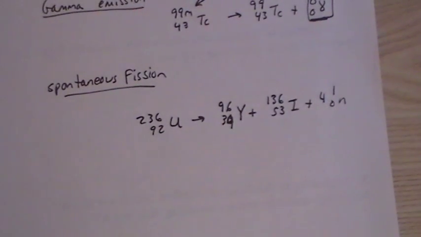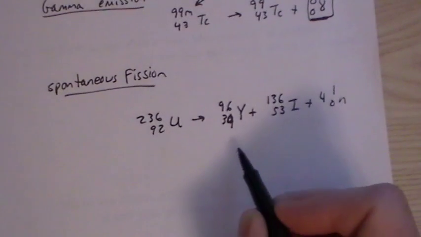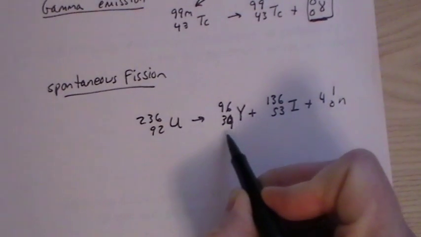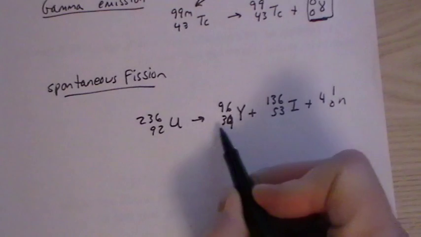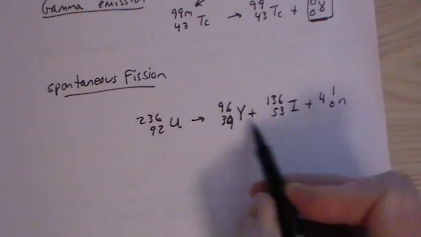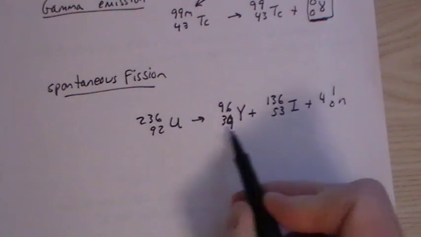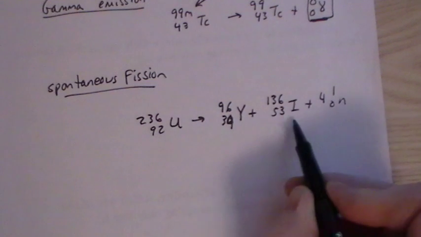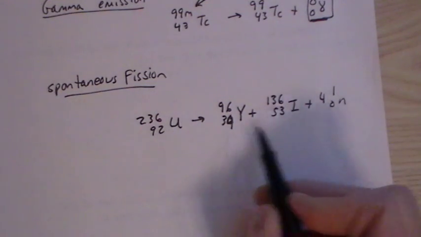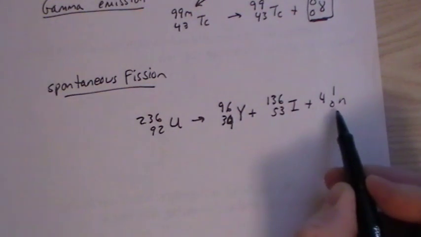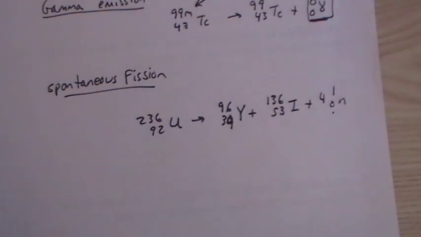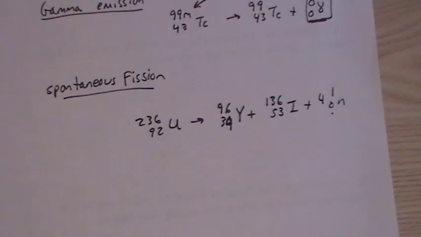So spontaneous fission, and actually I messed up. You can see I made this into a 39. I had it as a 36, but when I added this up just before I did the lecture, I didn't come up with 92. So now it should be 92. 39 plus 53 plus 4 times 0, and then up at the top, hopefully, make sure, yeah.